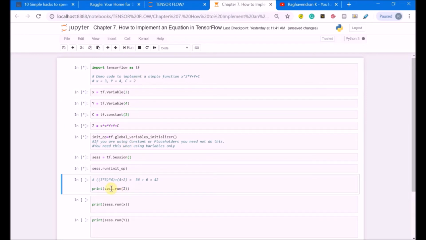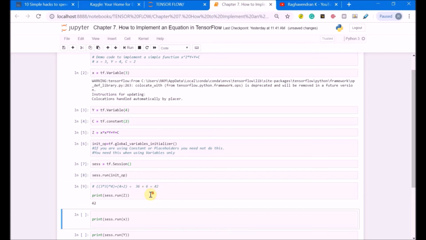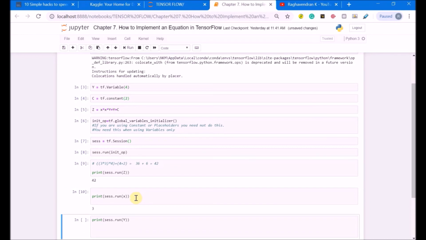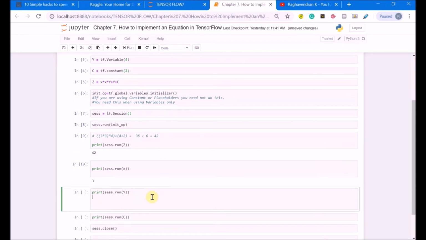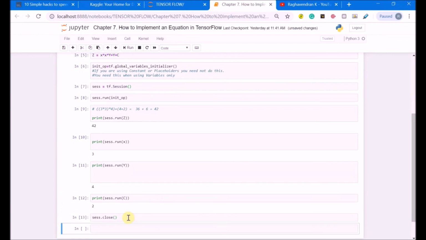Okay, print sess.run the value inside of z, which is 3 into 3 into 4 plus 4 plus 2. That is 36 plus 6 equals 42. Let's run it. That's what we get, 42. Let's check the value of x. Still is the same. Y is also the same. C is also the same. Finally, we're going to close the session.